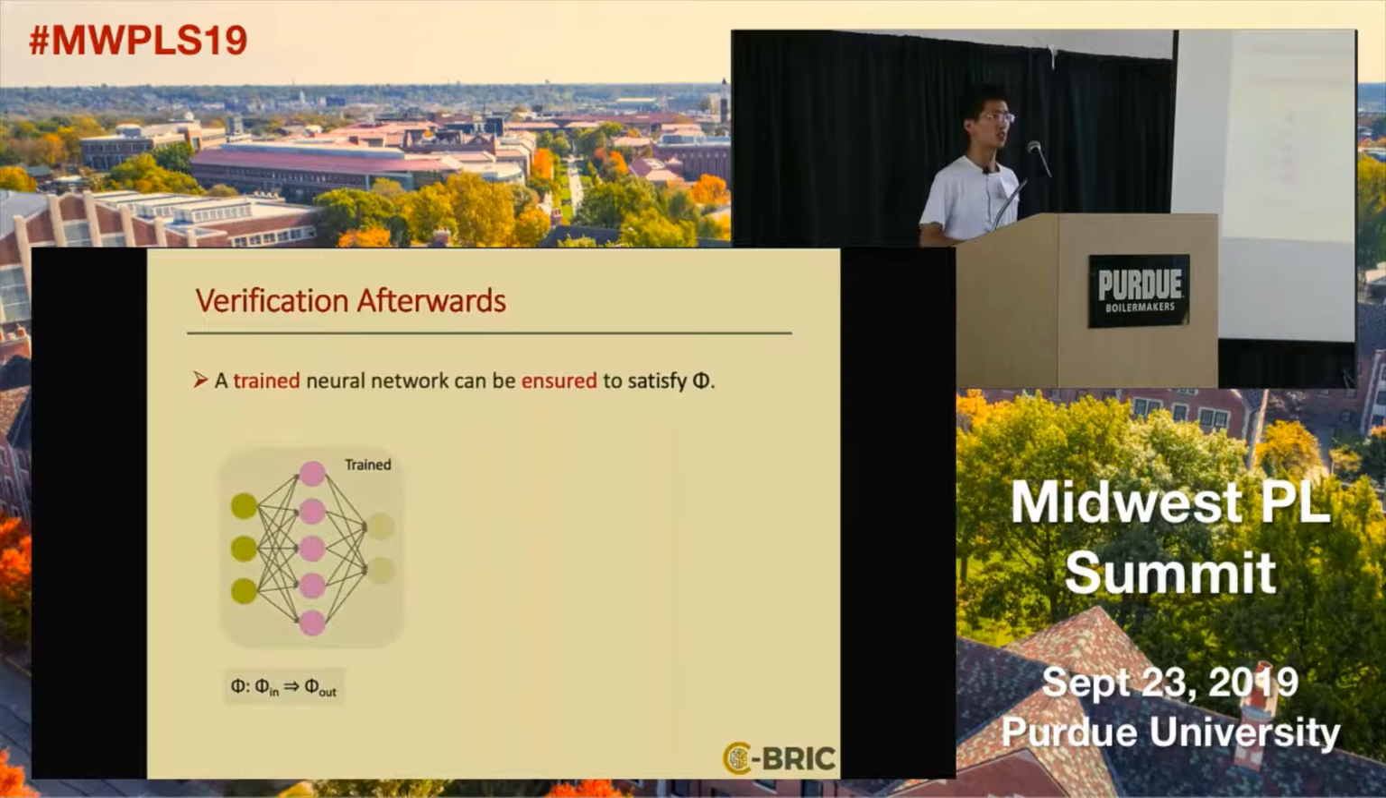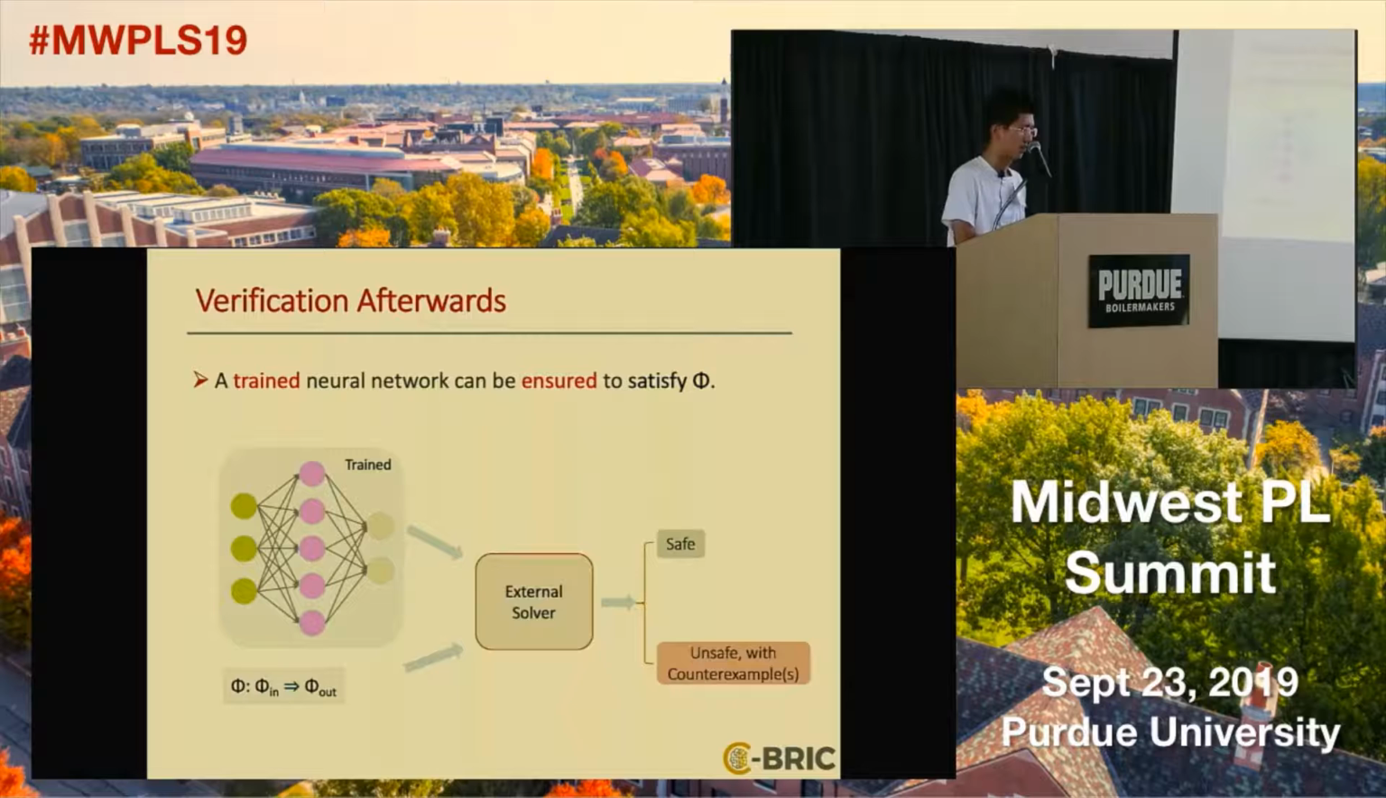In existing works, people have shown that it is possible to ensure that a trained neural network satisfies phi. However, that is only backward reasoning. Given a trained network and some formula, you may encode them into a query and send it to an external solver. The solver may return that it is safe, or it may tell you that it is unsafe and return some counterexample. So can we use these counterexamples to enforce the safety property?